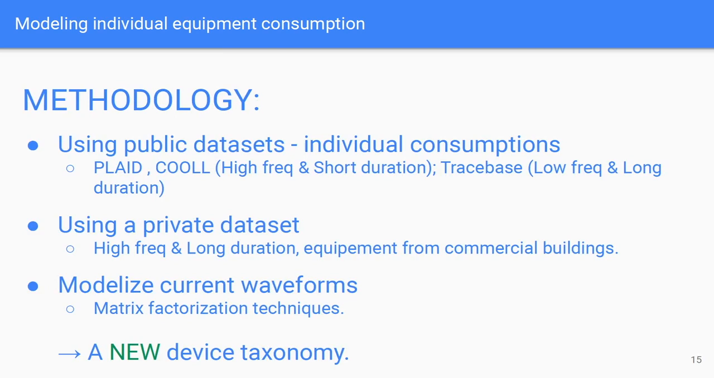What we have done here is we use also the public datasets presented before, PLED and COOL, which are high frequency datasets, but for short duration. It's only like 5 or 10 seconds of measurements. We also use the TraceBase dataset, which is a low frequency dataset, but for a really long duration. And we also use a private dataset with high frequency and long duration, and especially with equipment from commercial buildings, which is not the case for the PLED and COOL datasets.